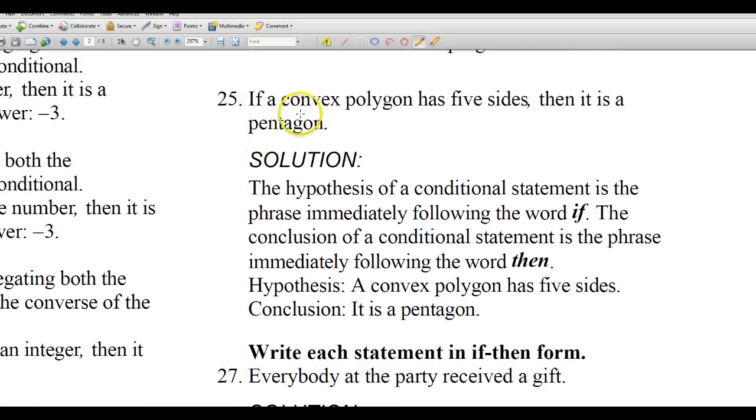Number 25, if a convex polygon has 5 sides, then it is a pentagon. So after the word if is our hypothesis. The convex polygon has 5 sides. After the word then is our conclusion. It is a pentagon.